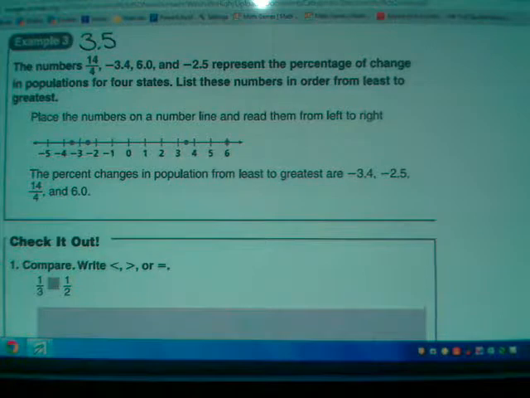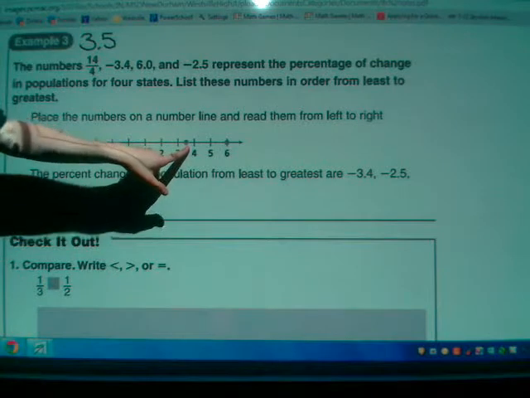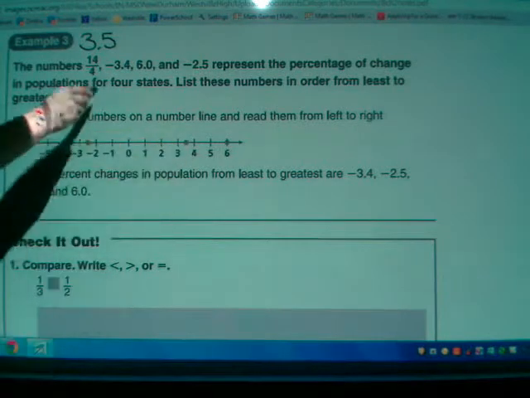Well, let's start with 3.5, or 14/4 as it started. 3.5 would be halfway between 3 and 4. So that is obviously this dot that you see on the number line here, again, as I stated, directly between 3 and 4.